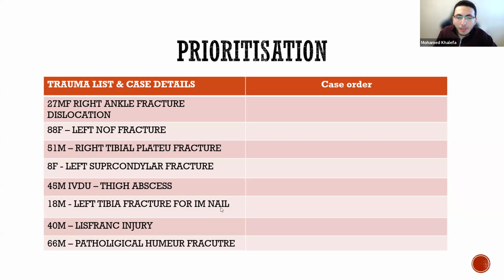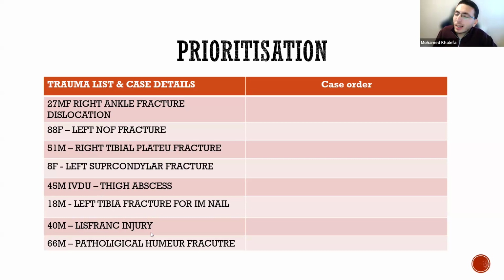Left tibia fracture for iron nail. Again, even if tibia has not been operated on, a tibia fracture on its own can develop compartment syndrome pre-op. So you should ask, is it a simple fracture? Is it a segmental open fracture? Is he in compartment syndrome or not? So you should ask these questions about any long bone fracture, especially tibia.